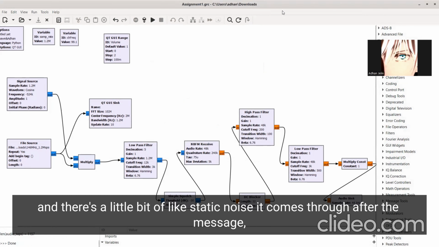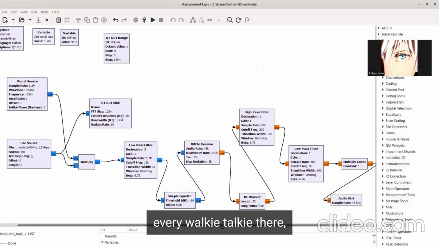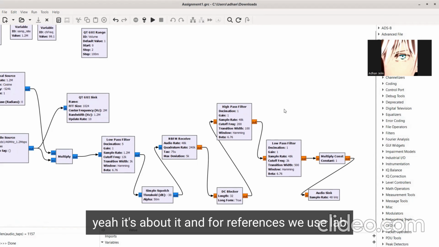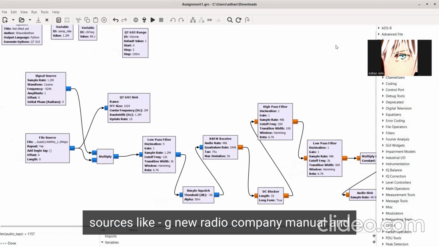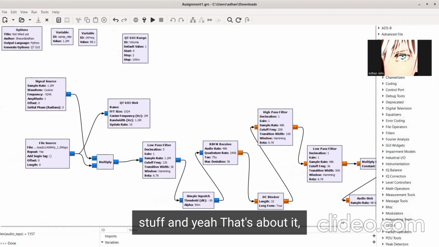And there's a little bit of static noise that comes through after the message. I think that's typically the case for every walkie-talkie. Yeah, that's about it. And for references, we used Lab 3 and some outside sources like the GNU Radio Companion user manual and stuff. And yeah, that's about it.